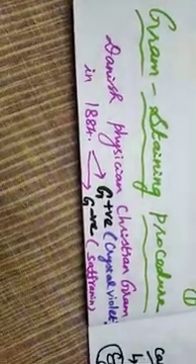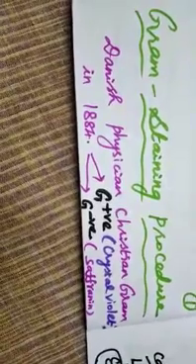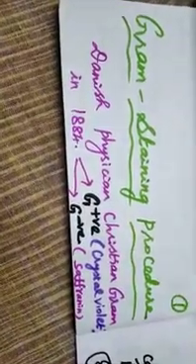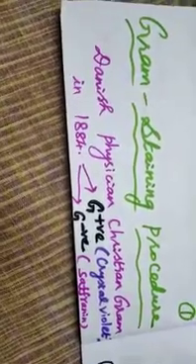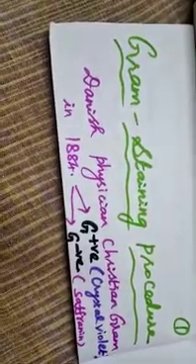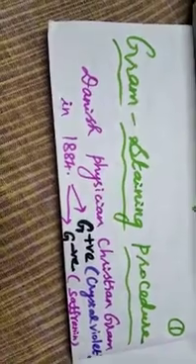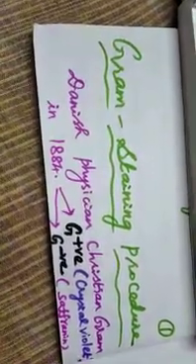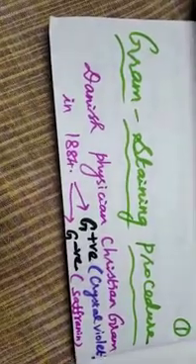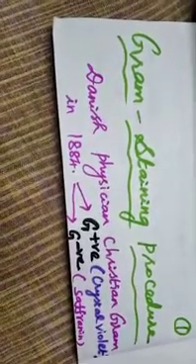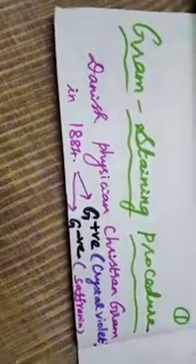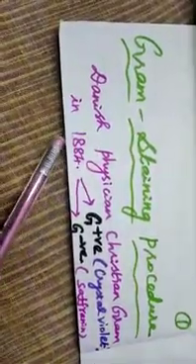Now I am going to continue the next topic in chapter 1, the living world. The topic is the gram staining procedure. The gram staining method is one of the methods that easily differentiates bacteria as gram positive or gram negative. This method was developed by the Danish physician Christian Gram in the year 1884.